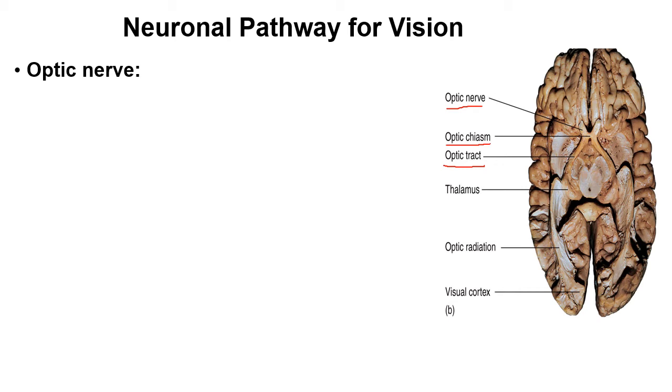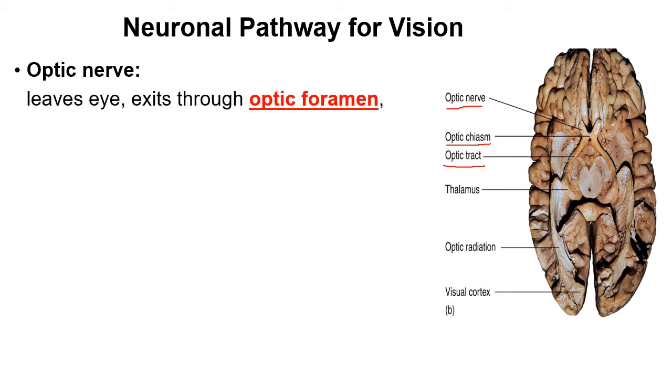So the optic nerve leaves the eye and exits through the optic foramen. Recall a foramen is a hole. So basically the optic nerve is leaving through your orbit, your eye socket in your skull, and going through that hole. And it's going to attach to the brain.